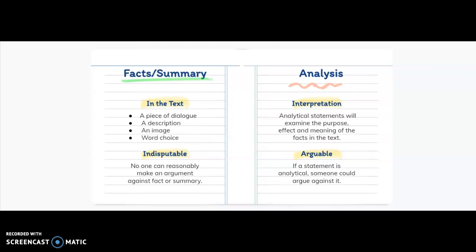You need to interpret. An analytical statement will examine the purpose, effect, and meaning of the facts in the text. This is where you're looking at the author's choices, the different literary elements that they use, and what the effects are. What is the author trying to say through characterization, tone, mood, imagery, etc.? Also, an analysis statement should be arguable. Someone could argue against it because they could have a different interpretation.